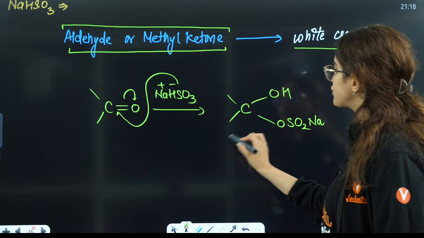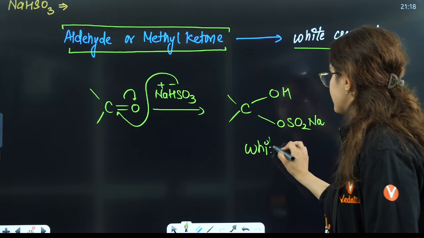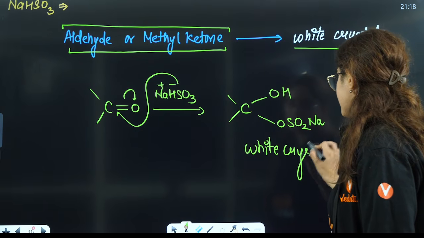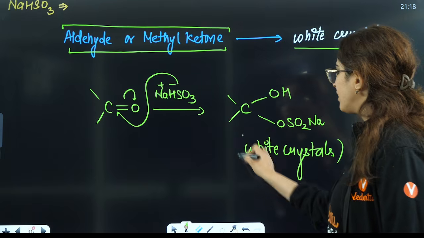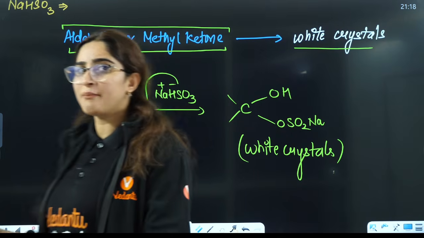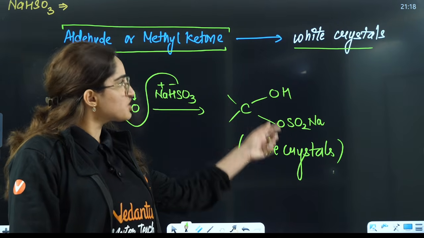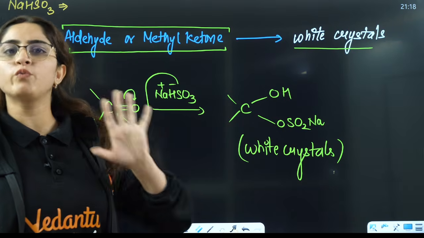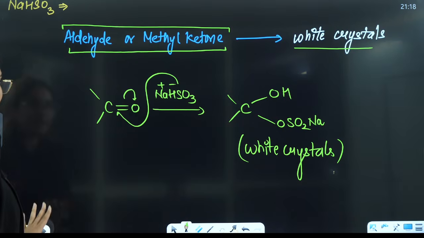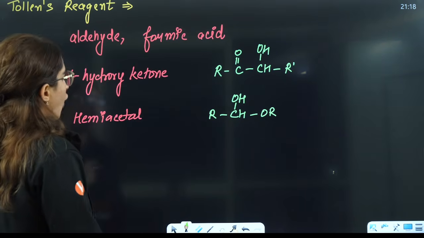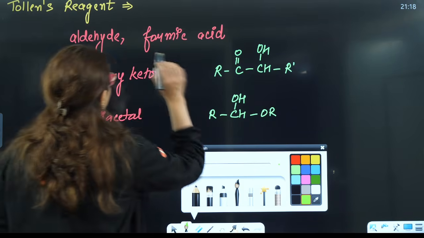This will be actually white crystals. They will have white crystals. Okay, but in board examinations, they don't ask you this much. You should only know that they will give you white crystals. That's it, right? Next is Tollen's test, a very, very important test.